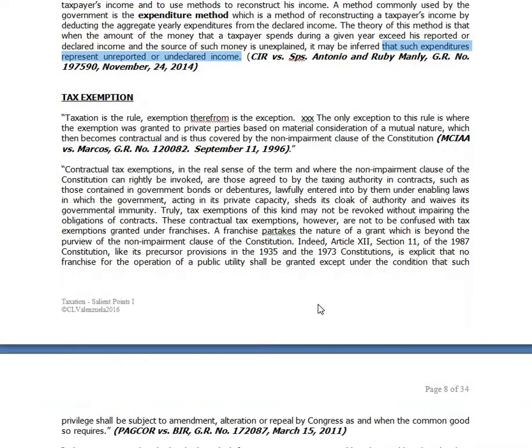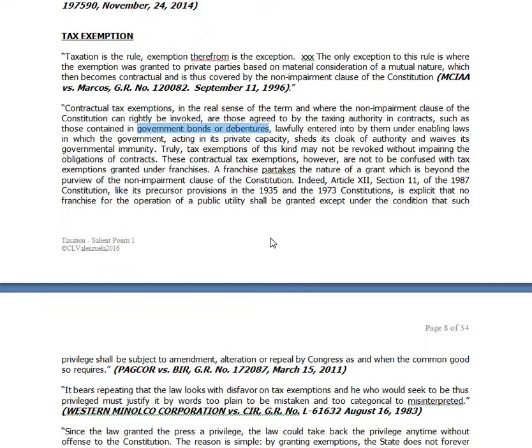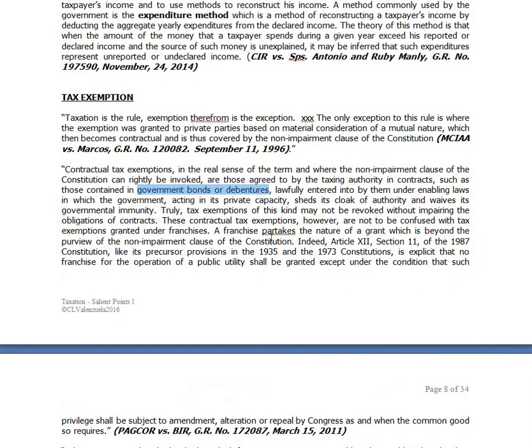Now, there is also the concept of tax exemption. You remember that taxation is the rule and exemption therefrom is the exception. Okay, the only exception to the rule is if the exemption was granted to private parties based on material consideration of a mutual nature, that is, in the nature of contractual tax exemptions. An example of that is when a government issues a bond. Remember the RCBC case, the 20 lender rule. We'll discuss it later.